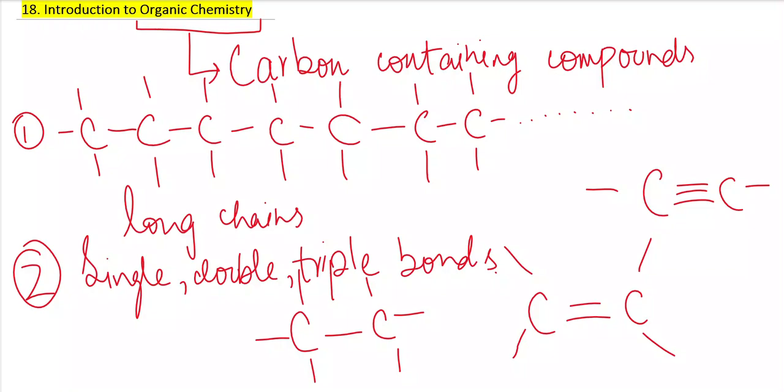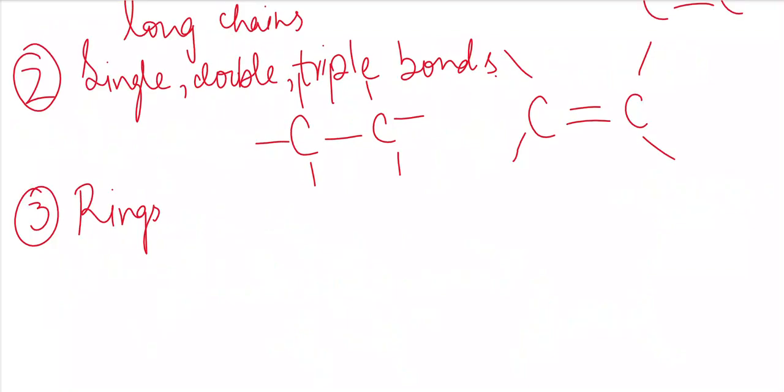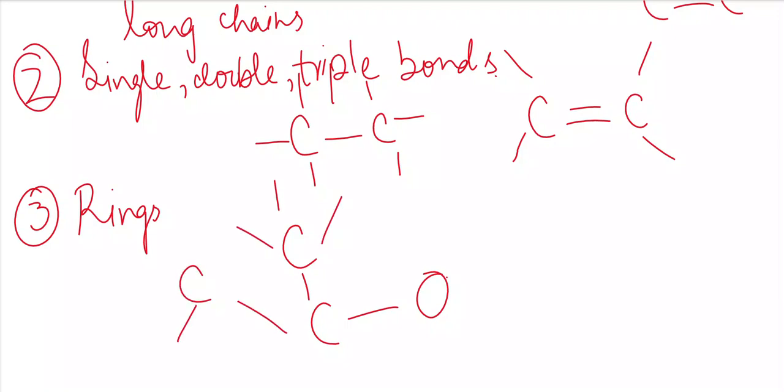Carbon atoms can also arrange themselves in rings. In the case of a ring structure, we have carbon atoms like this. They can join together with other atoms, and some other carbon atoms can also join like this. Just like that, you can see here they can form a ring structure. A ring compound is also formed by carbon atoms. They join to form ring molecules.